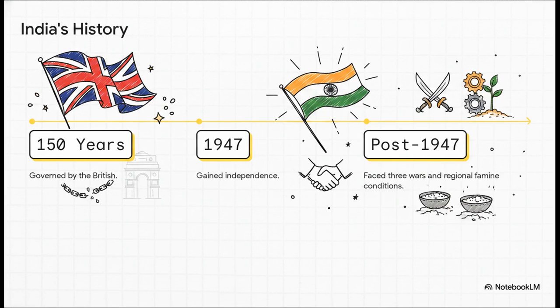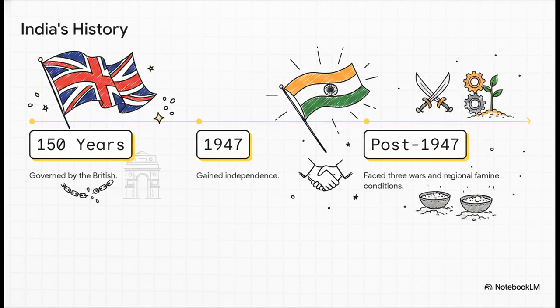India was governed by the British for about 1.5 centuries. They gained their independence quite a bit later than Brazil, in 1947. But much like Brazil, those post-independence decades were an absolute crucible. Almost immediately after colonial rule ended, India faced some immense growing pains. They had to fight 3 separate wars and battle severe regional famine conditions.